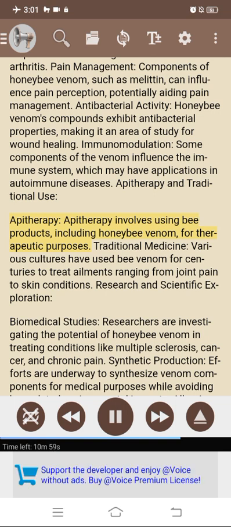Apitherapy and traditional use. Apitherapy involves using bee products, including honeybee venom, for therapeutic purposes. Traditional medicine. Various cultures have used bee venom for centuries to treat ailments ranging from joint pain to skin conditions.